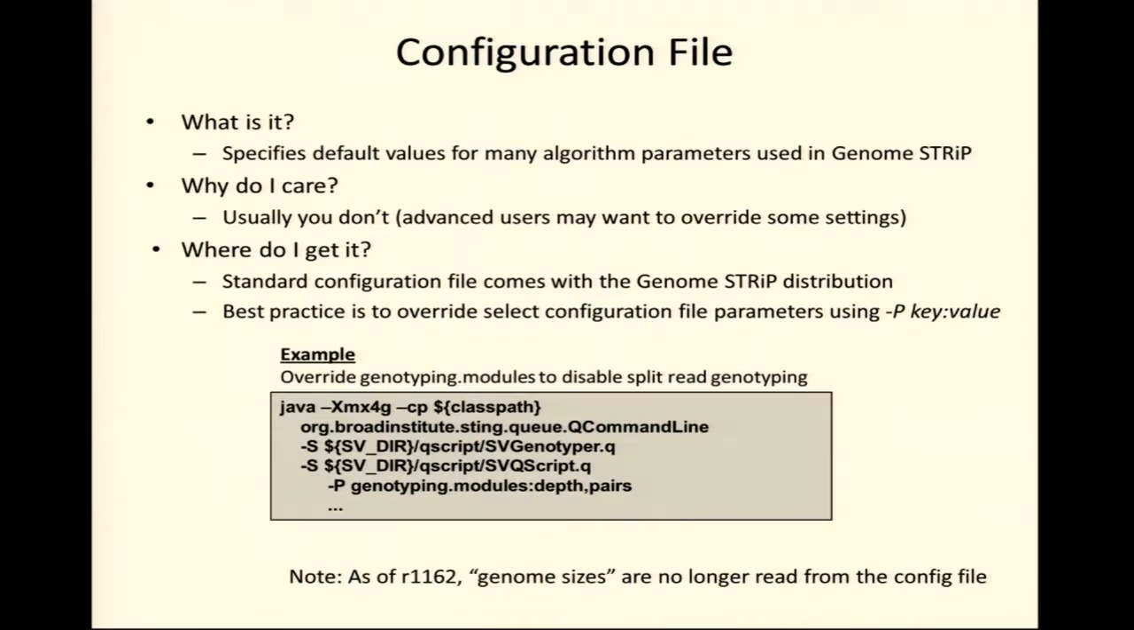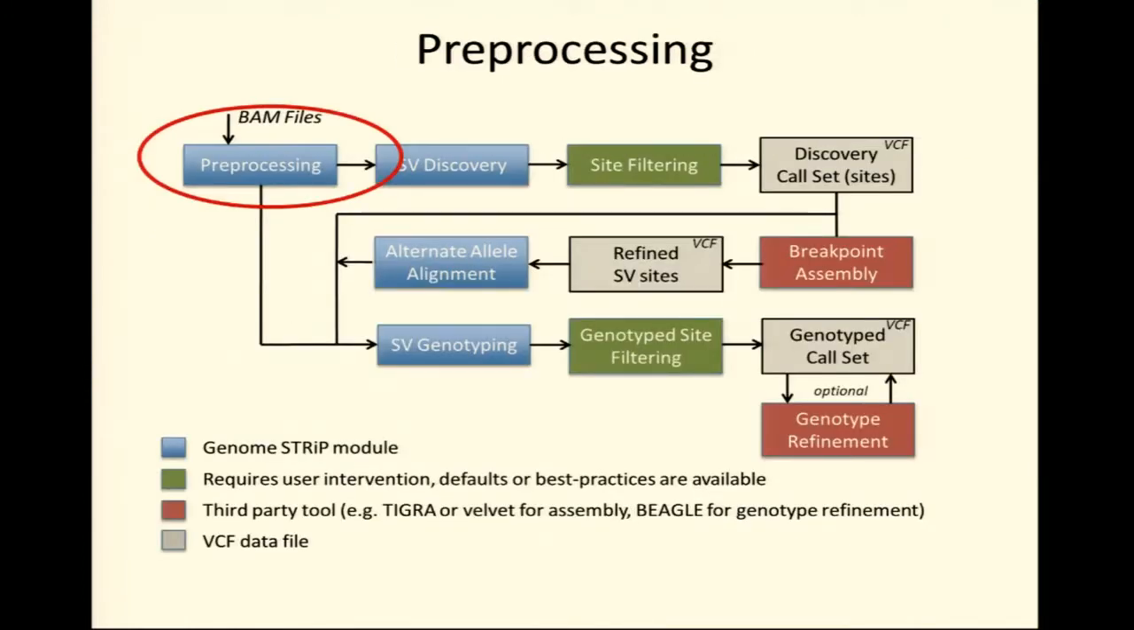The other input that goes into Genome STRiP is the configuration file. Usually you don't need to modify it. In older versions of Genome STRiP, you had to modify the configuration file to put in information about your reference genome, but this isn't required anymore in modern versions. Also, all the tools in Genome STRiP now allow you to override the configuration parameters using -P, so if you want slightly different settings for some reason, you don't have to go in and actually edit the configuration files. So those are the inputs.